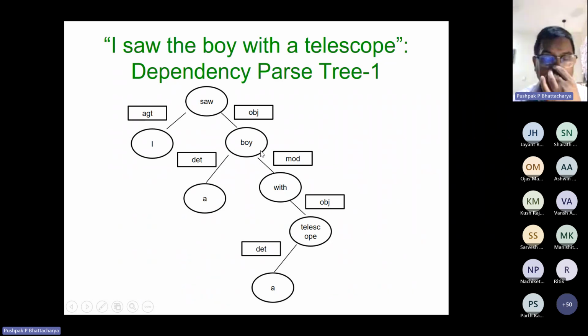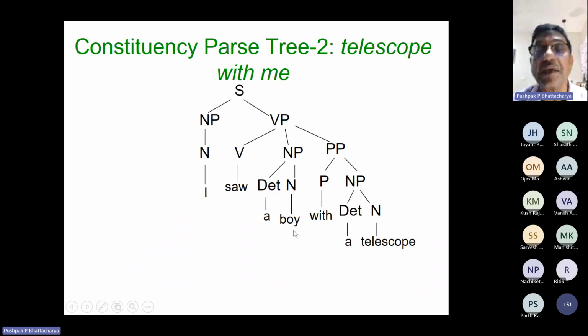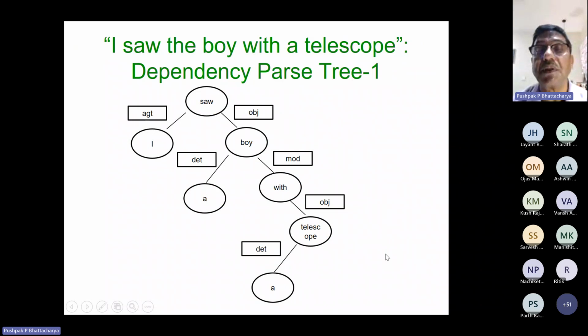There is a modifier relation from boy to with. With is a preposition which takes an object. The object is telescope, and a is a determiner. So the boy with a telescope shows that this telescope is with the boy.